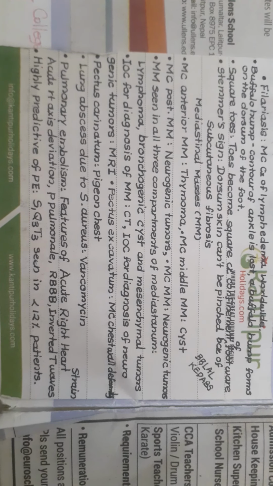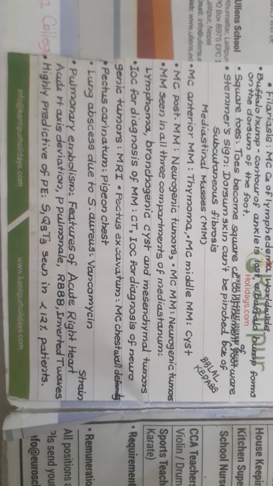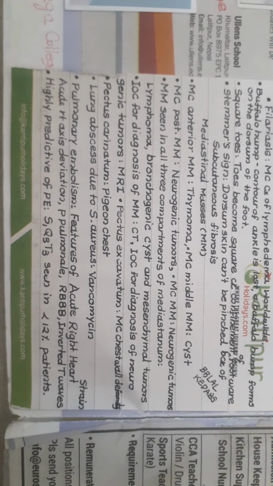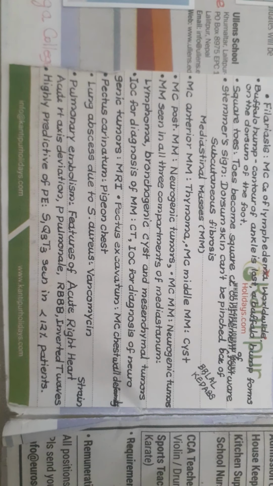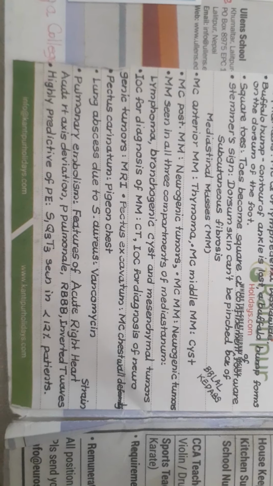Filariasis: most common cause of lymphedema worldwide. Buffalo hump: contour of ankle is lost, a buffalo hump forms on the dorsum of the foot. Square toes: toes become square, because of confinement by footwear.